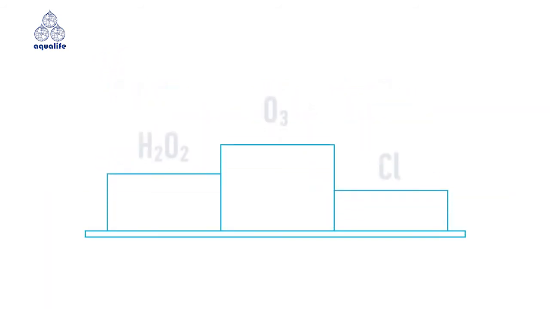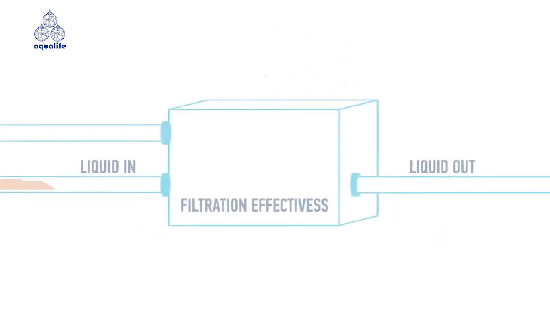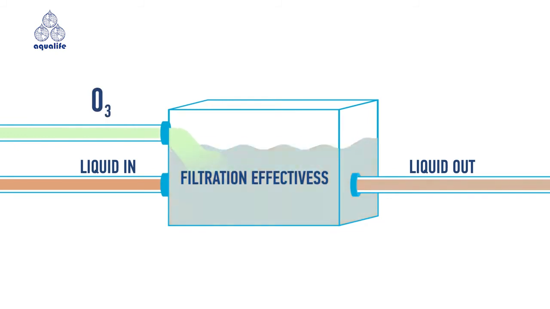fungi. It is twice more oxidizing than chlorine, but unlike chlorine and other chemicals, unconsumed ozone reverts back to oxygen with no residuals. Also, ozone improves the effectiveness of biological and particulate filtration.